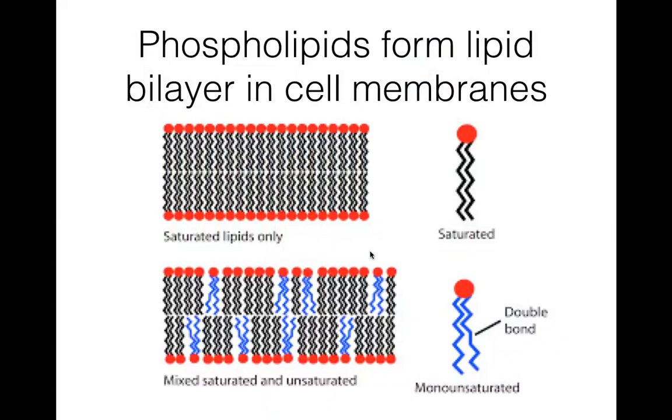On the other hand, if we have phospholipids that contain unsaturated fatty acids, this would result in a kink on the tail. As a consequence, the molecules are farther apart. This would give the cell membrane its more fluid character.